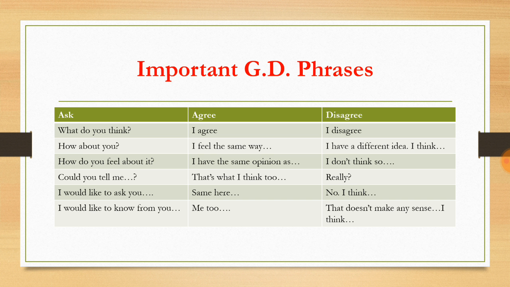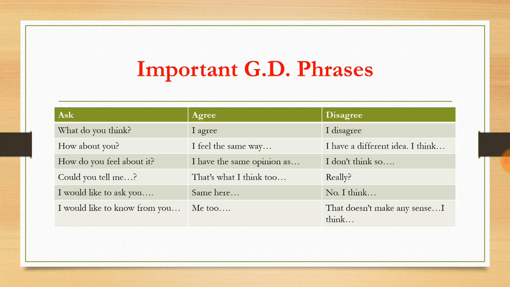So these are some of the very catchy and important phrases in the group discussion to ask something, like: What do you think? How about you? How do you feel about it? Could you tell me? I would like to ask you. I'd like to know from you. Okay. So these are all the politeness phrases.